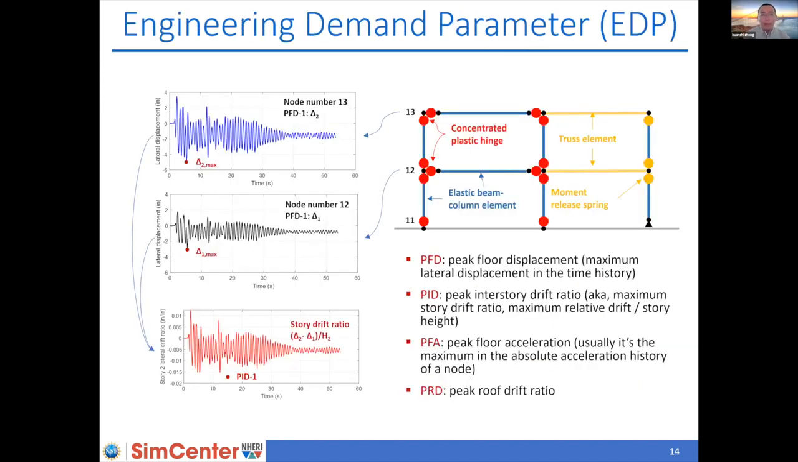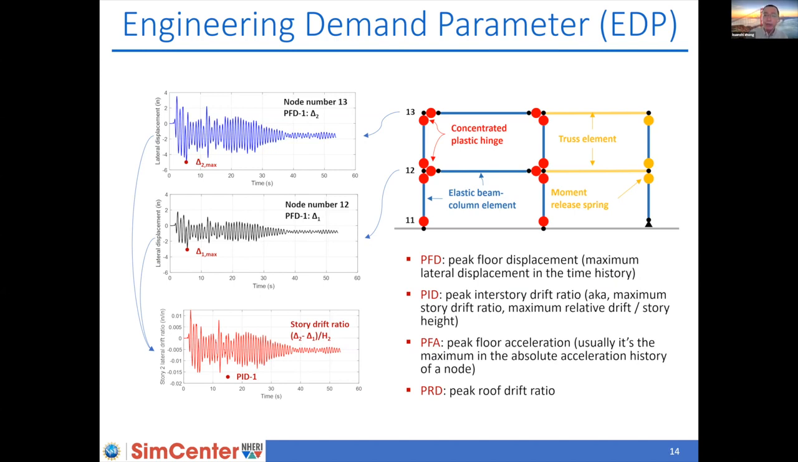And just as a quick slide for the engineering demand parameters here, under the wave action, perhaps we are interested in reading the floor displacement as shown in the two figures on the top, recorded at node 13 and node 12. But then sometimes we are interested in the story drift ratio, which would be the difference of the story displacement between node 13 and node 12 divided by the story height. So basically a very useful measure for structural engineers to map the story responses to potential story damage.